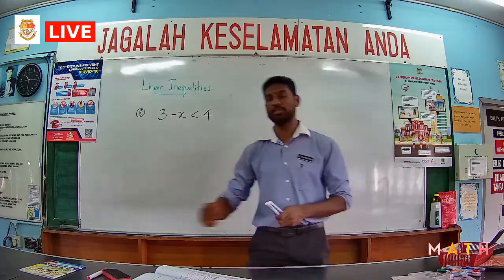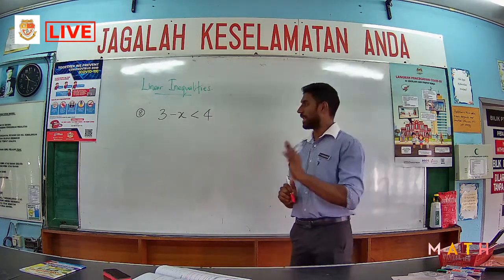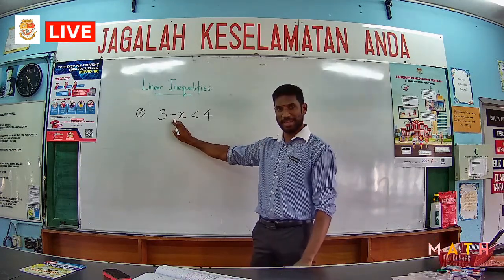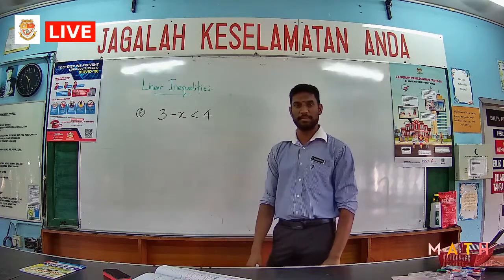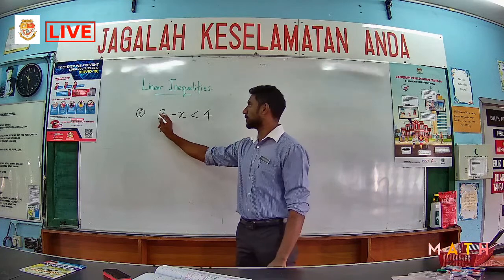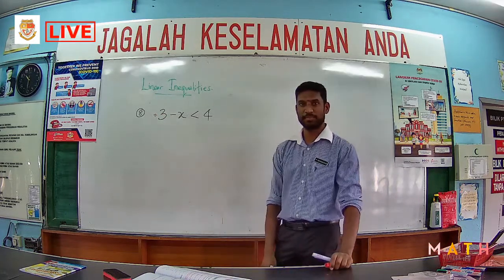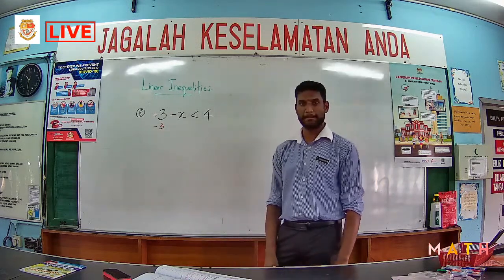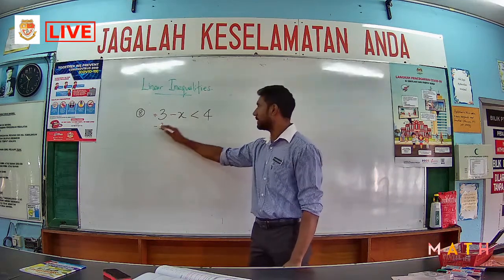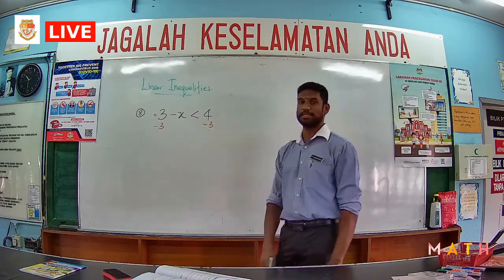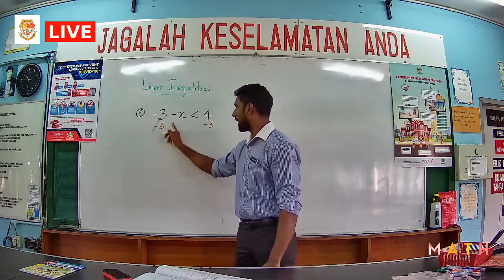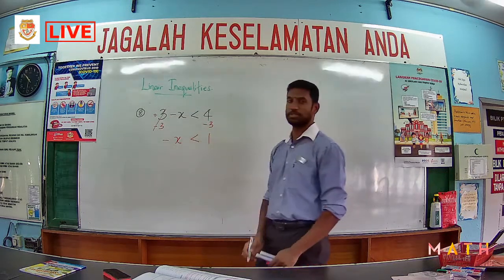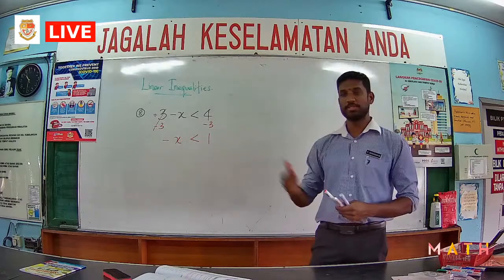Again, we follow the same method like how we did just now. Think about this. We want to find the value of x. So which number do we need to eliminate? It's the 3, right? Remember, this is positive 3. So how to eliminate positive 3? We give the opposite, minus 3. So if we minus 3 here, the other side we need to minus 3 as well. So you will have negative x less than 4 minus 3 equals to 1. Okay, so now, are we done?